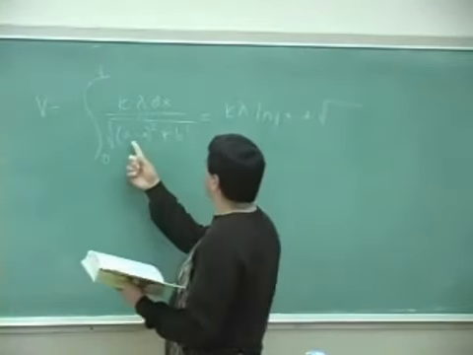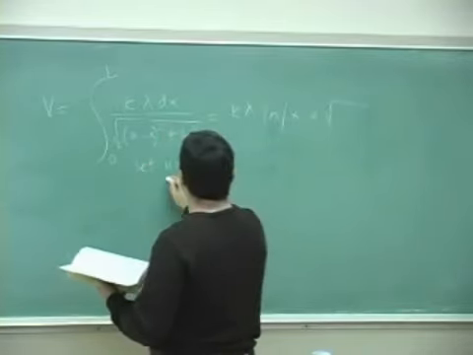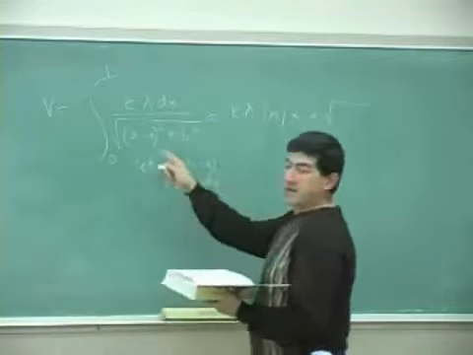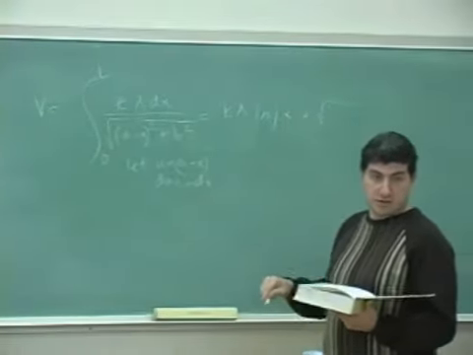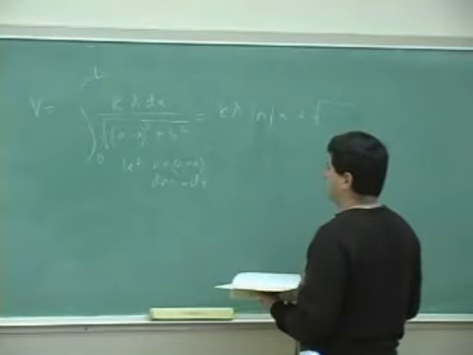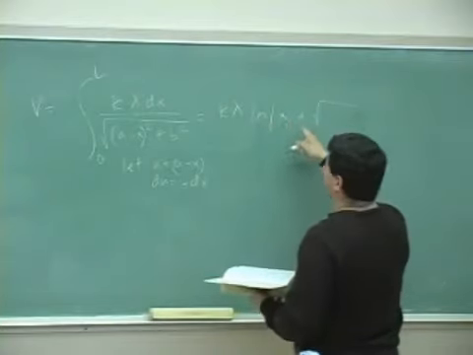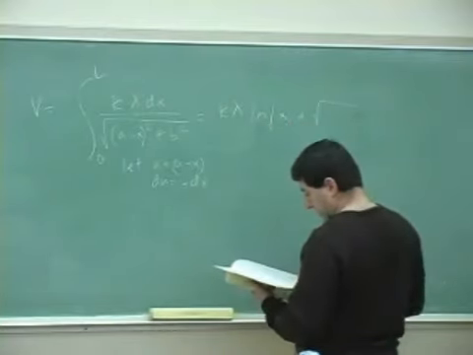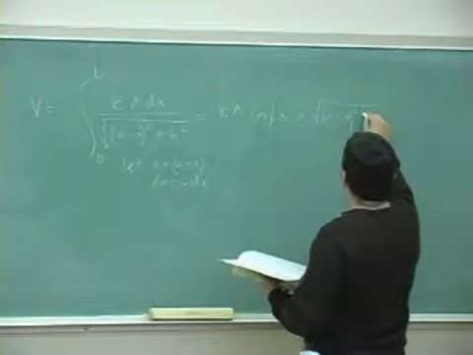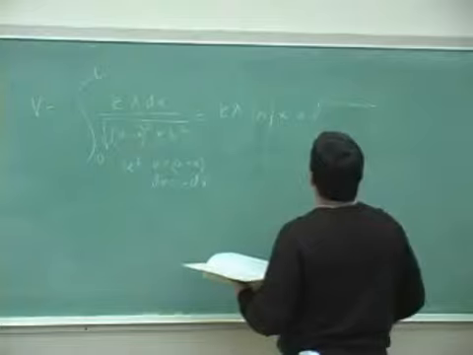Oh, okay, you know what's going to happen? Let u equal a minus x, so du is going to be negative dx. So I can integrate in terms of u and then change the limits of the integral, right? So I'm going to have k lambda ln of u plus the square root of u squared plus b squared.